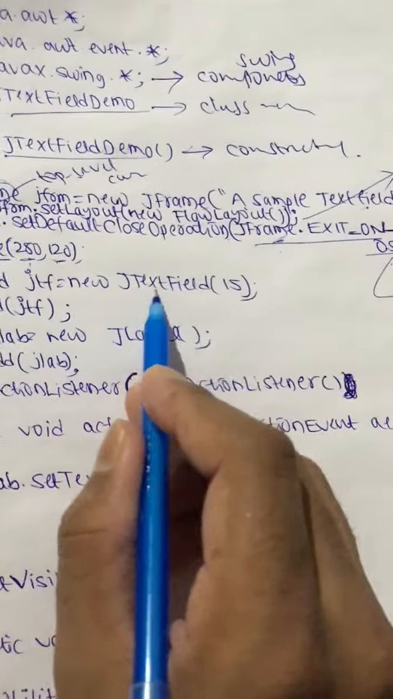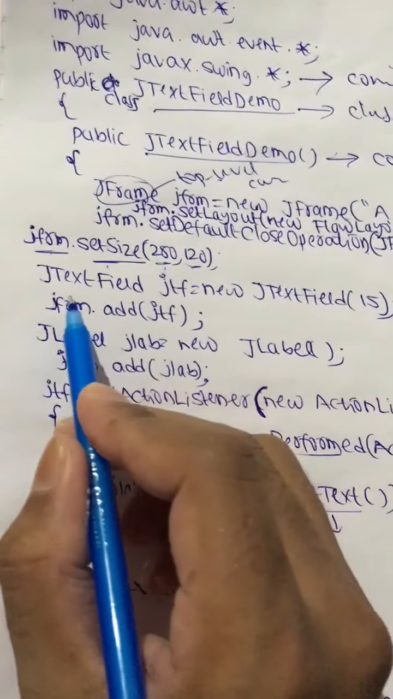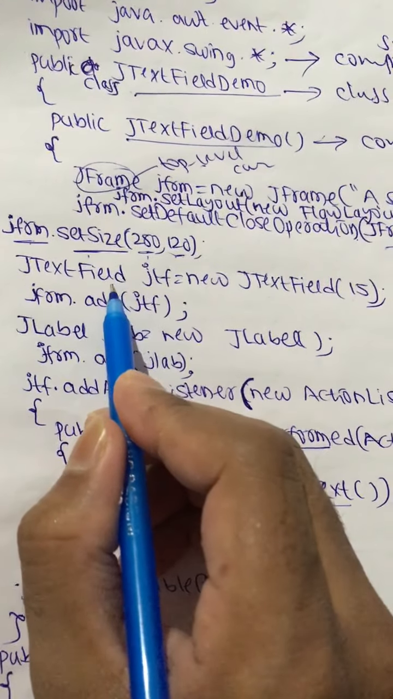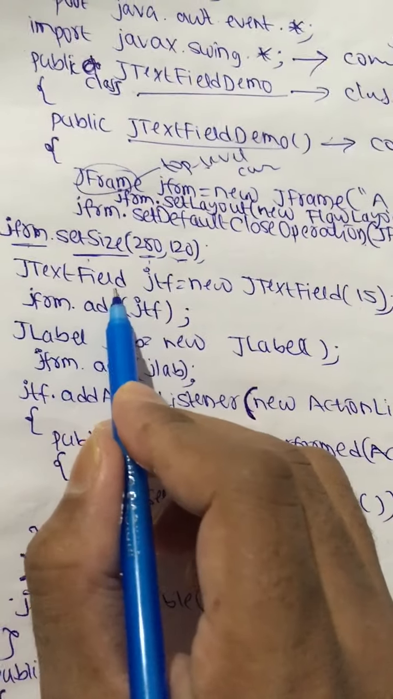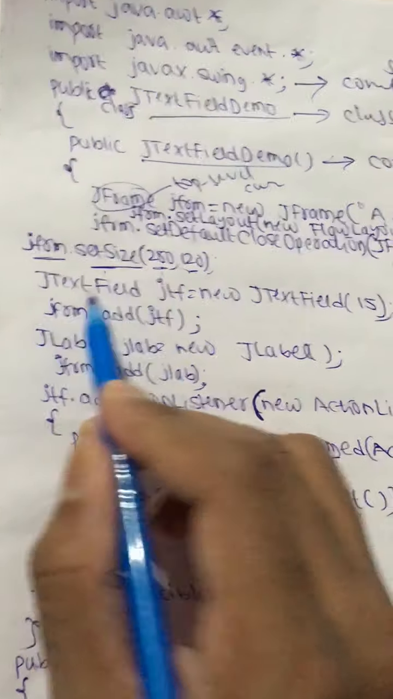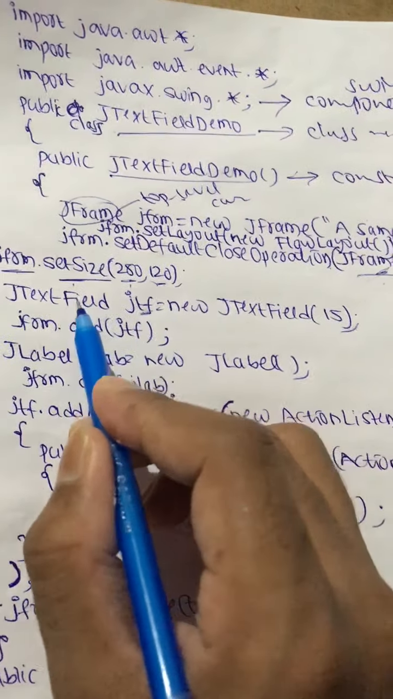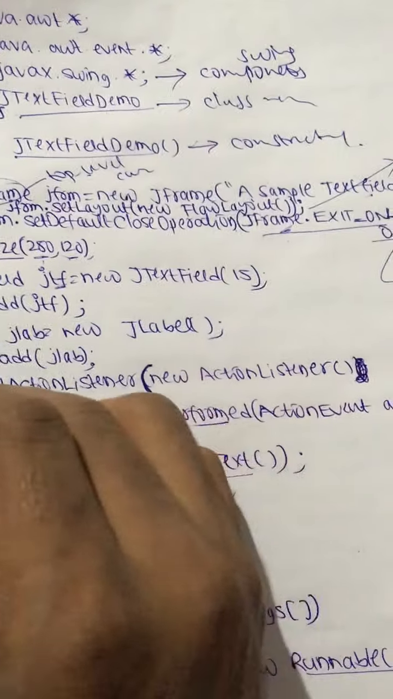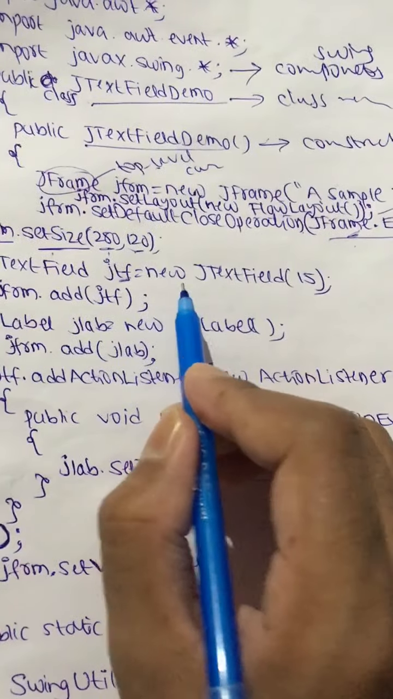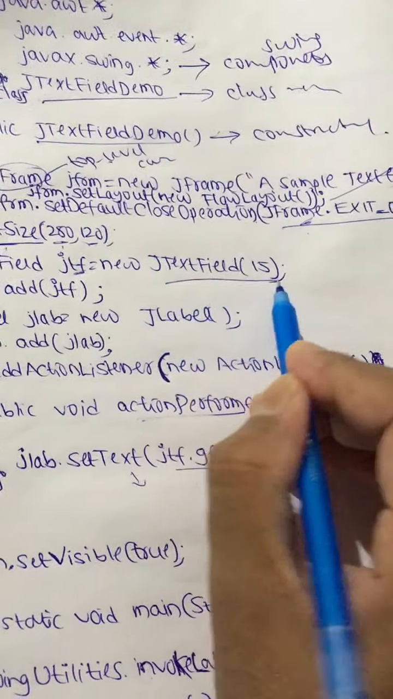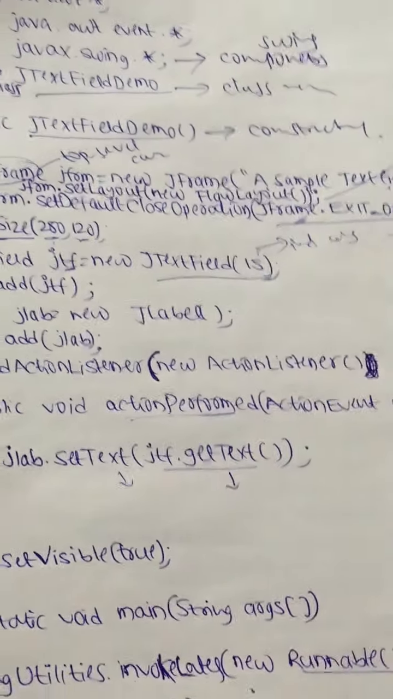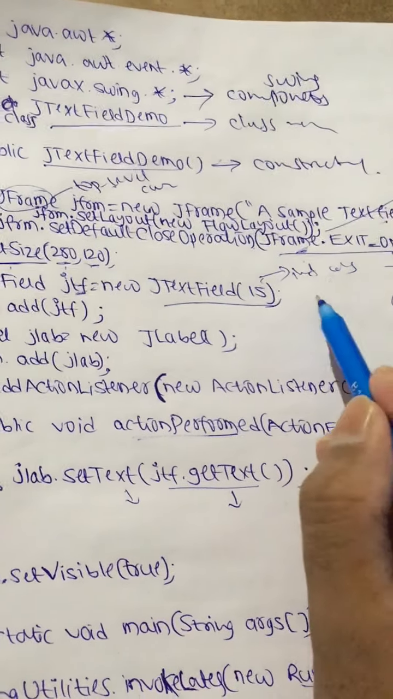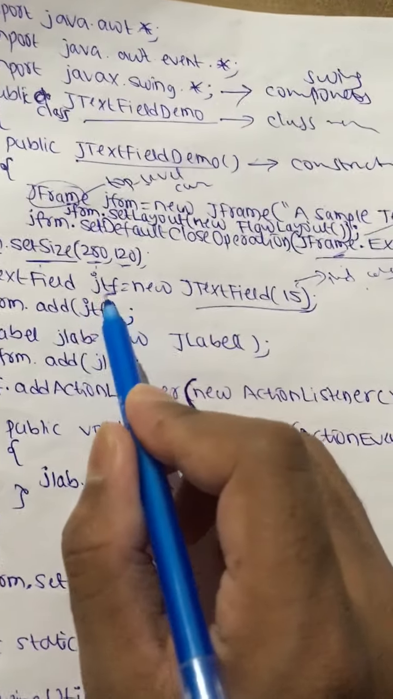Now moving to the next one, JTextField jtf = new JTextField(15). So JTextField is our TextField component class. jtf is the object reference for the JTextField. So we know the object creation for every class. The JTextField constructor is having 15, which is an int cols, meaning the number of columns, or the number of characters, allowed for a text in a text field.